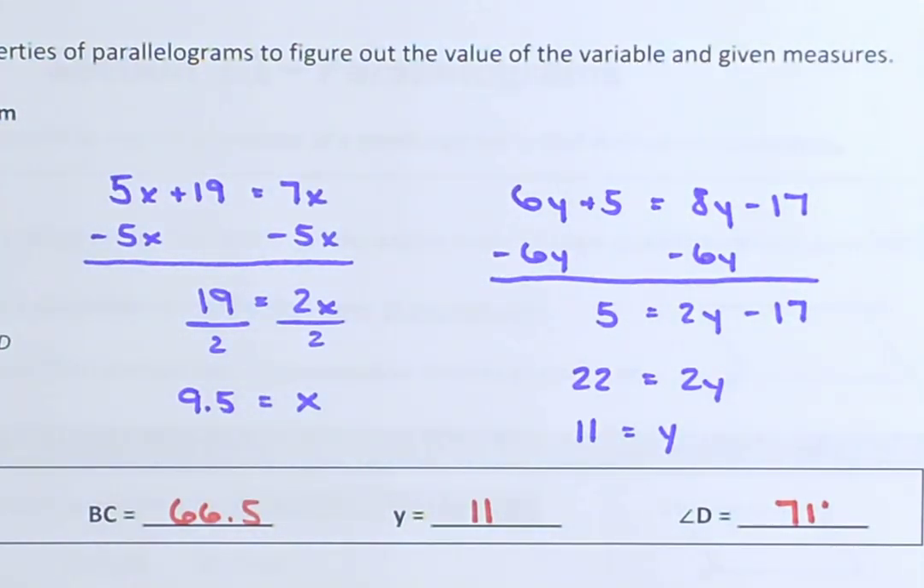Opposite sides are equal, opposite angles are equal, consecutive angles are going to add up to be 180, and the diagonals bisect each other. Now, for the other two parts of this example, I'm just going to show you how you would set them up. I will leave the solving to you guys.